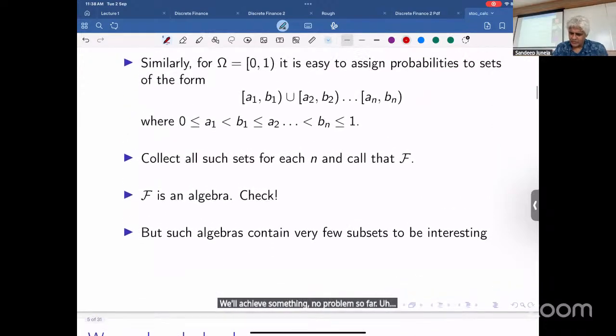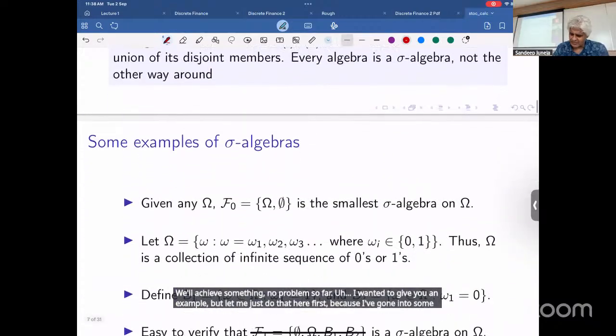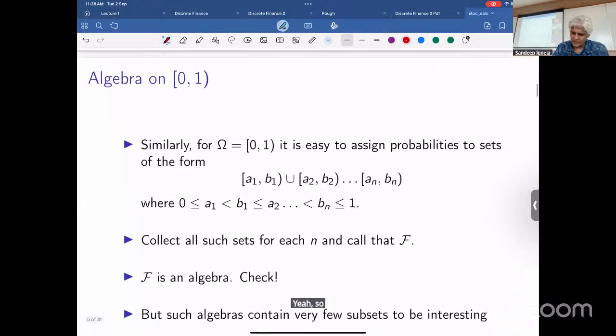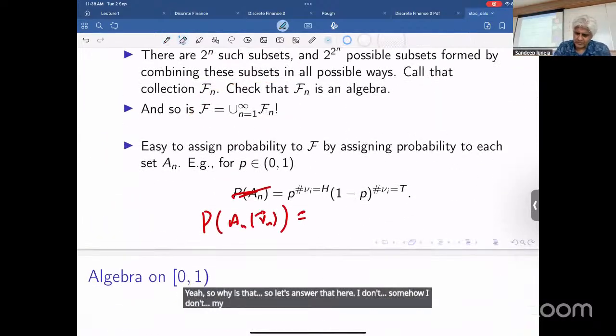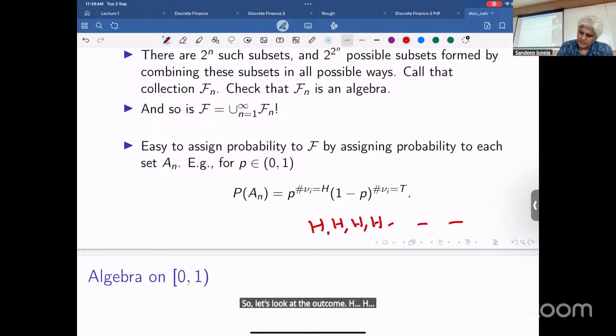I wanted to give you an example, but let me just do that here first, because I've gone in some other direction. So why was that not a big algebra? Let's answer that here. My notes don't write it properly. So let's look at the outcome H, H, H, H, forever. Is this in your algebra?